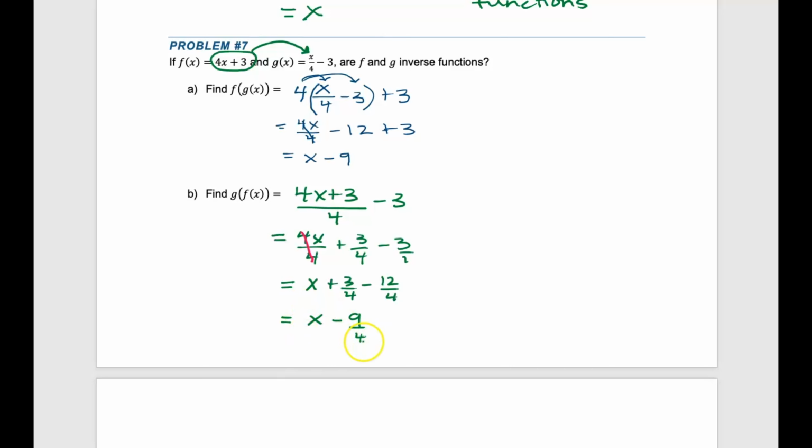So again, it doesn't simplify to be just x. So we can see that these are not inverse functions of each other, since they do not both equal x when we compose them.